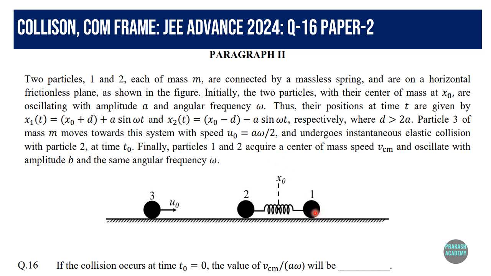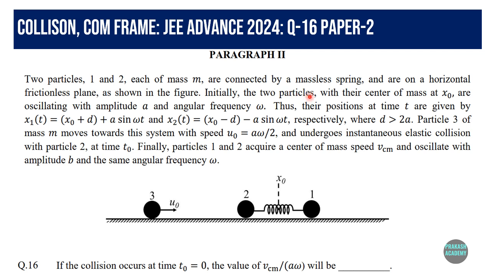So this particle has mass m and this also has mass m, and these two are connected by a spring. This system is kept on a horizontal plane and this plane has mu equals 0, that is frictionless, friction coefficient is 0.